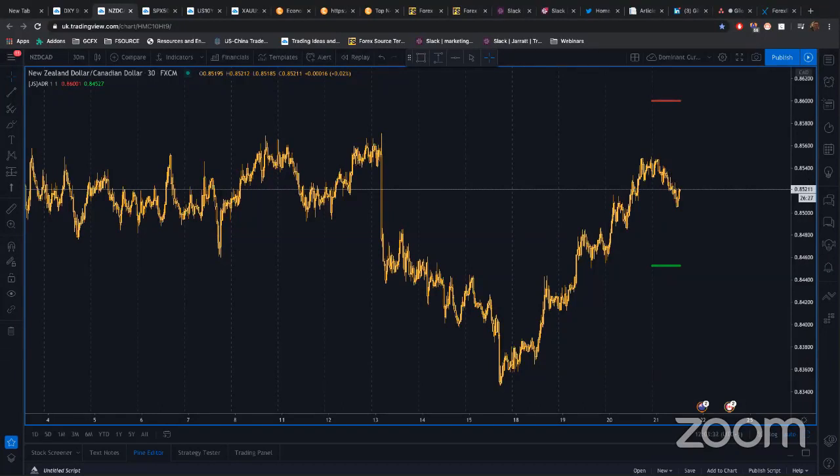Okay, what are your views on the institutional Euro-Swiss franc short trade highlighted yesterday? Let's have a look at that.